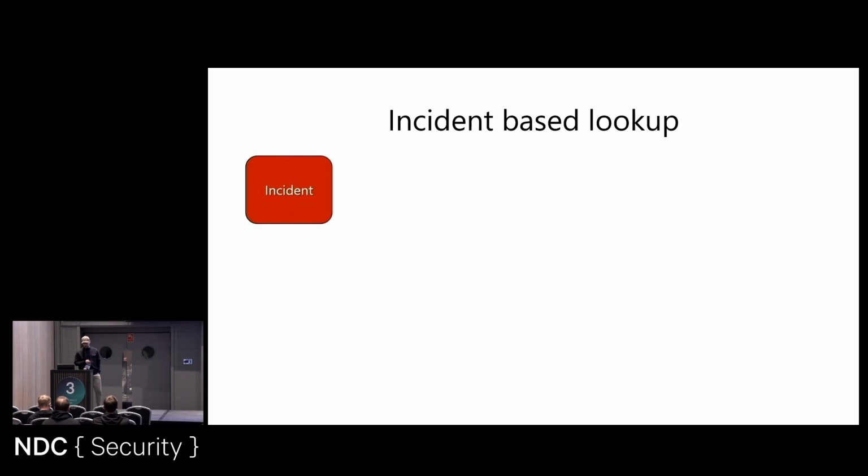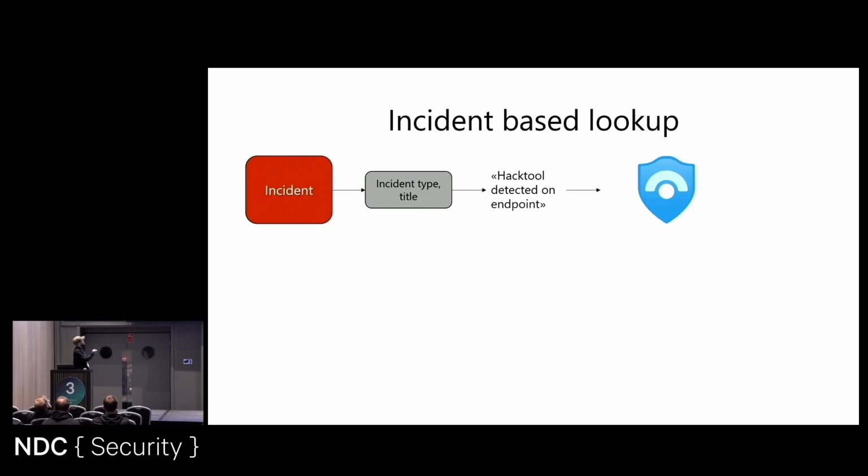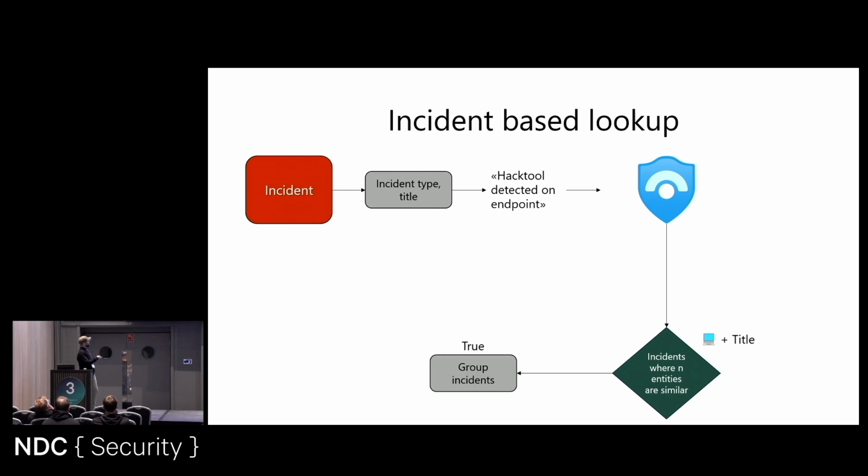So next one is going to be orchestration, and this is a very simple one, but this helps us combat alert fatigue and get more done very efficiently. So we have an incident with the title: hack tool detected on endpoint. We can go to Sentinel and say, inside a certain time frame where we have a similar incident with the same host and the same title, we want to group those incidents together. And there are a lot of duplicates that happen.